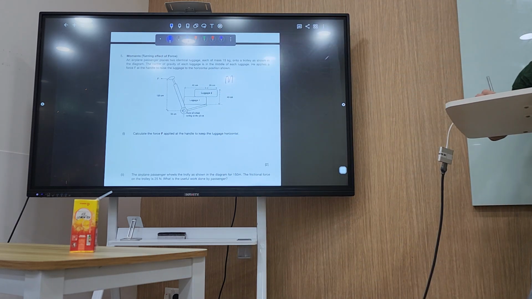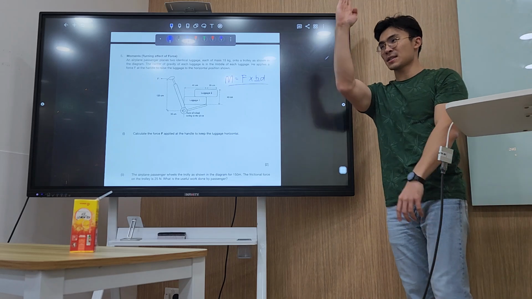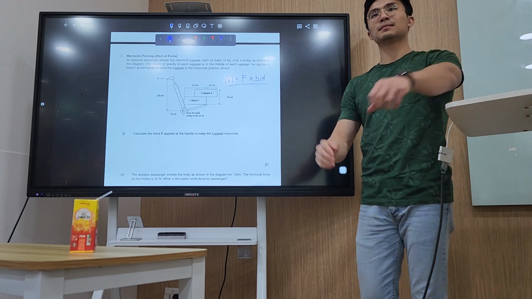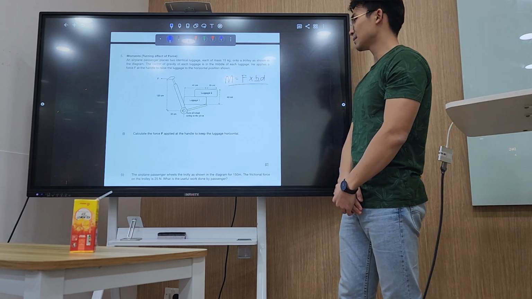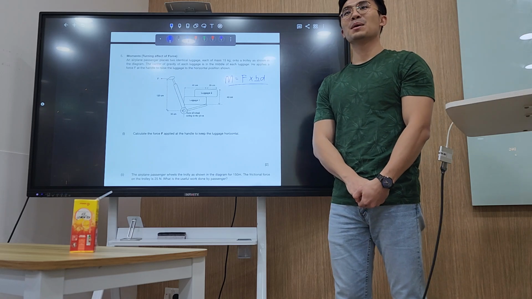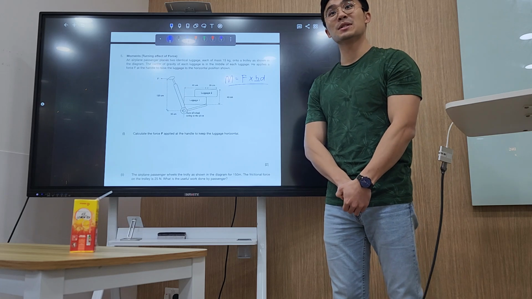Moment. Yes. Force times perpendicular distance. Perpendicular to the force, right? Agree. Perpendicular to your force and your pivot. I never give moment. How to find force? Principle of moments. What's your principle of moments? Can you remember?